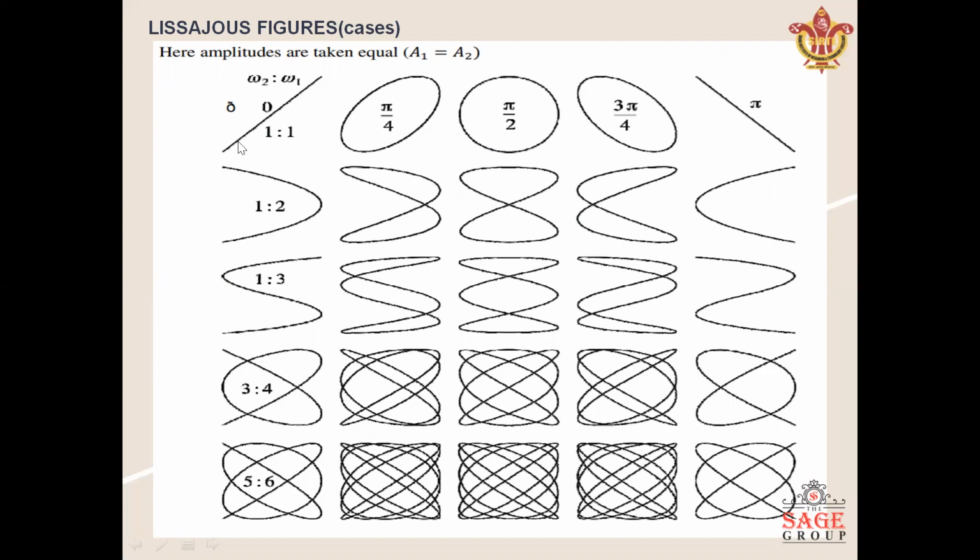Again, if the ratio of omega 2 and omega 1 is 1 by 2, or I can say that the frequency in the y direction is omega 2 and the frequency in the x direction is omega 1, and the ratio of these two frequencies is 1 by 2, we can get figures like this. If the ratio of the frequencies is 1 by 3, we can get curves like this. And if the ratio of omega 1 and omega 2 is 3 by 4, we can get a curve like this, and so on. We are getting different kinds of curves. So all these curves are called Lissajous figures. So in this manner we are plotting the Lissajous figures.